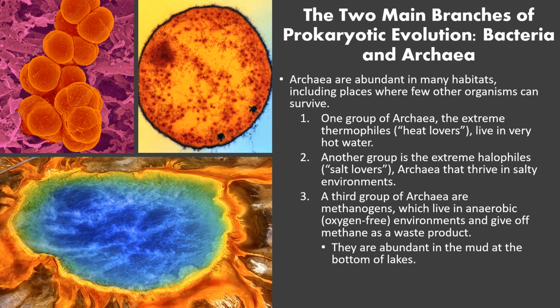Now you can find these at the bottom of lakes, in mud, but you also can find them inside the digestive tracts of animals. And so, for example, cows have certain types of prokaryotes that live inside their gut that help them digest the cellulose of the grass they eat, but they give off large amounts of methane, and cows then burp all that methane out.